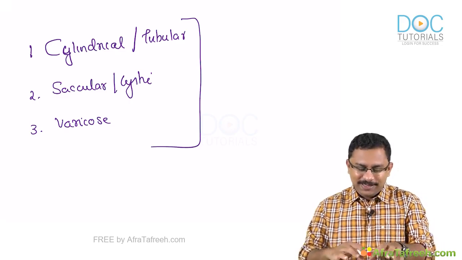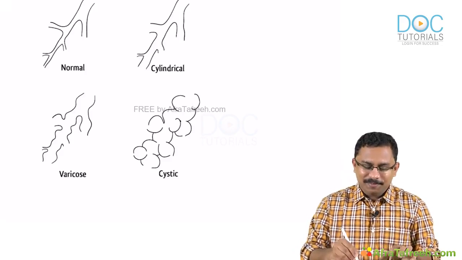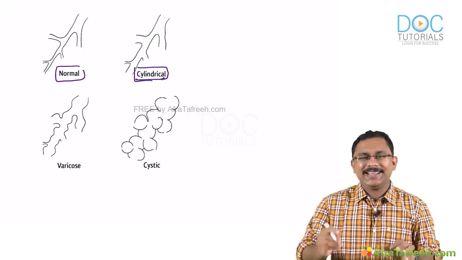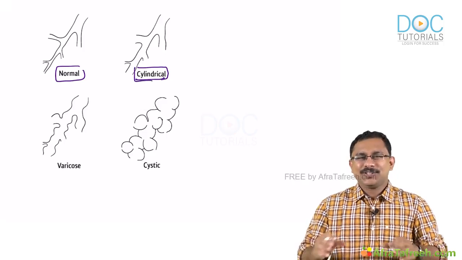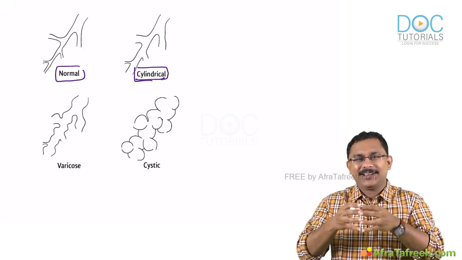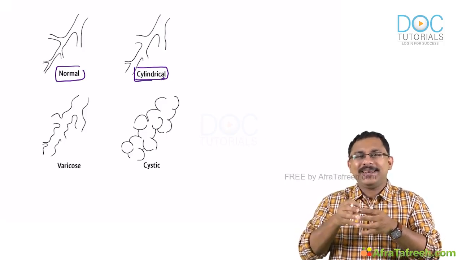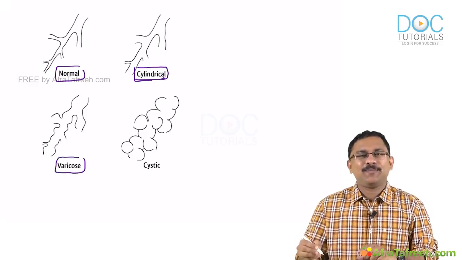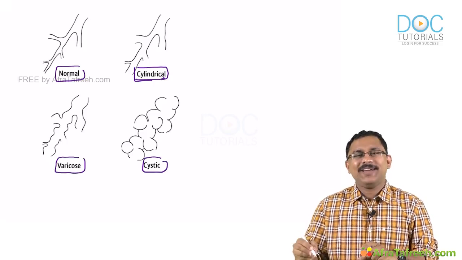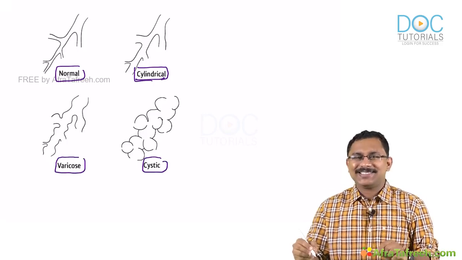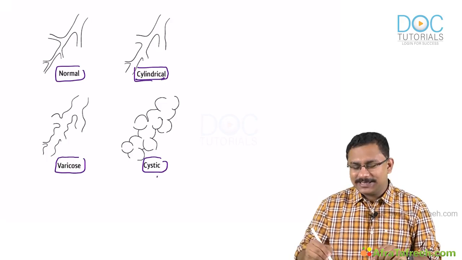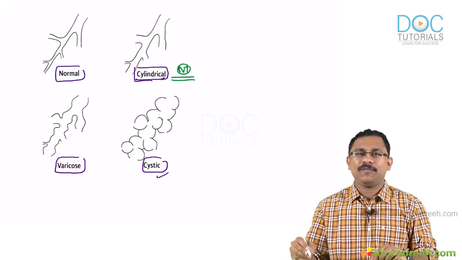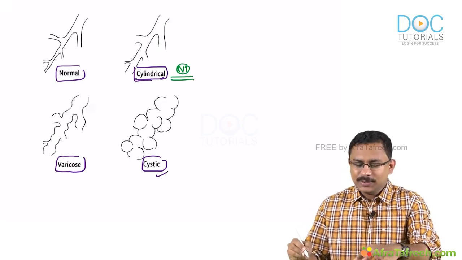I'll just show you a picture. This is the normal bronchi, and this is where the bronchi is dilated. This is like a cylindrical type of dilatation. So the bronchi dilates, the walls are thick, and inside the lumen you might have pus and other secretions. This is a varicose type of bronchiectasis, and the cystic type of bronchiectasis, I am sure with your imagination, looks like a bunch of grapes. Often the commonest variety that you might encounter will be the cylindrical type of bronchiectasis. Okay, so this much is clear.